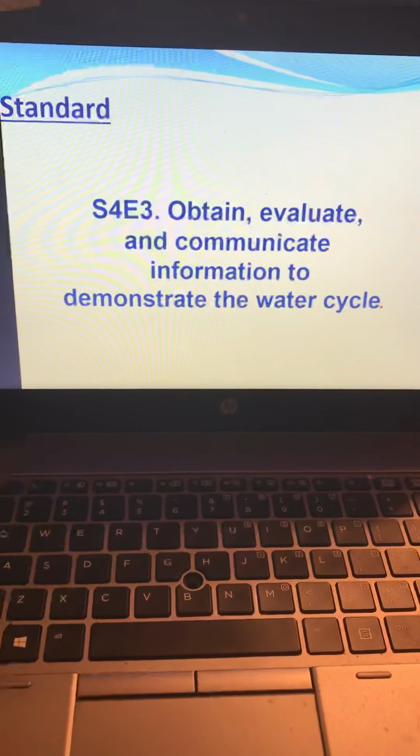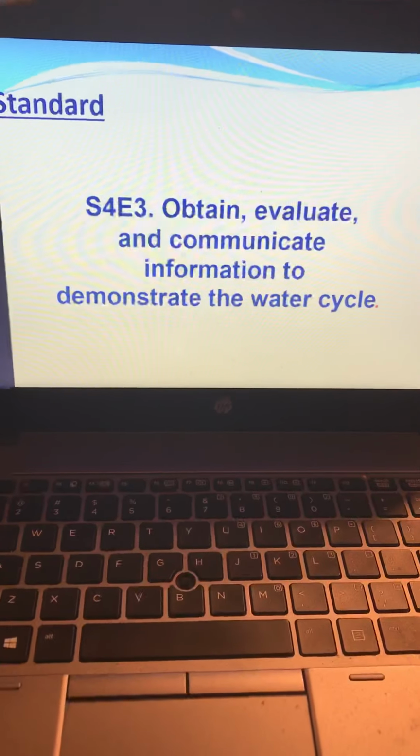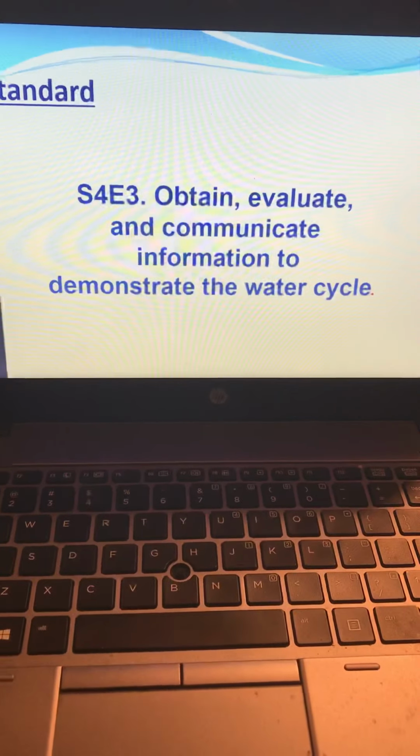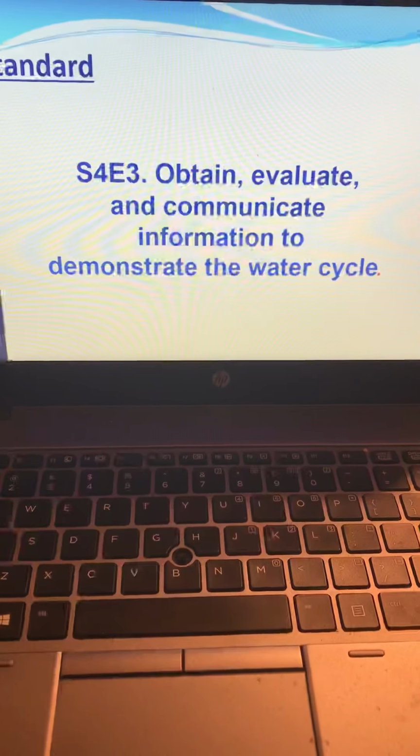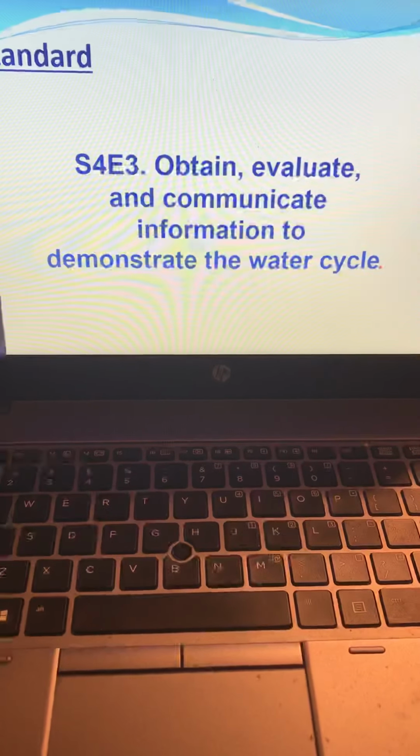So yes, we are still dealing with the same standard. The standard is S4E3, obtain, evaluate, and communicate information to demonstrate the water cycle.